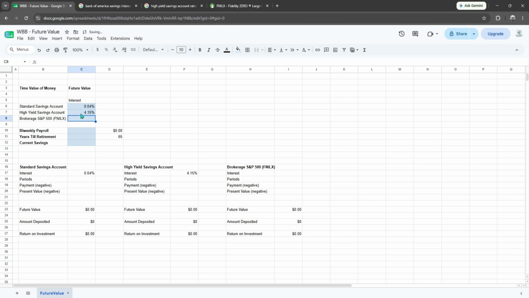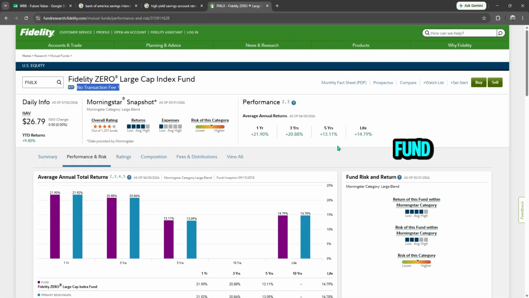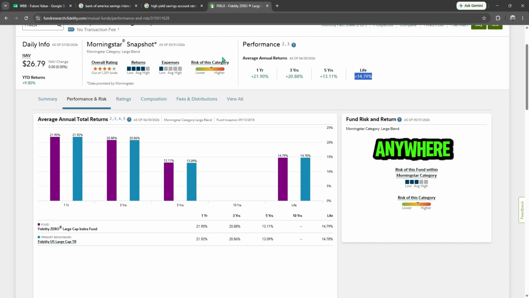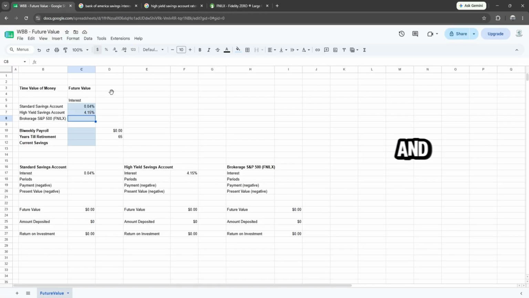Now, brokerage, S&P 500 index fund, FNILX. This is a young fund. It's not even around for 10 years. I think we're going on year 9 now. So right now its life is 14.79. Usually mutual funds are trying to hit anywhere from 10 to 12%. So let's just be conservative and call this 10% instead of that 14.